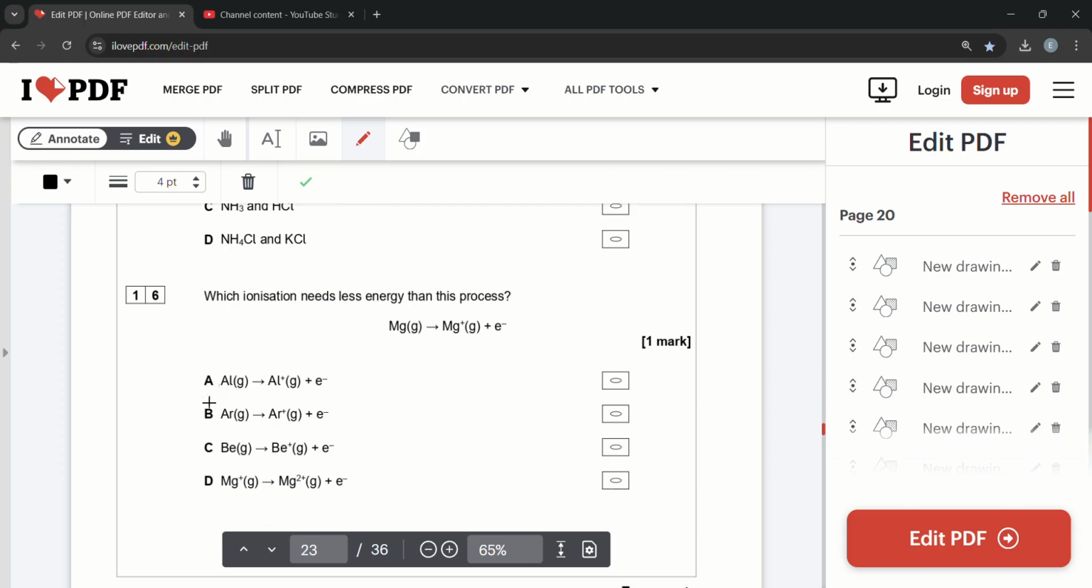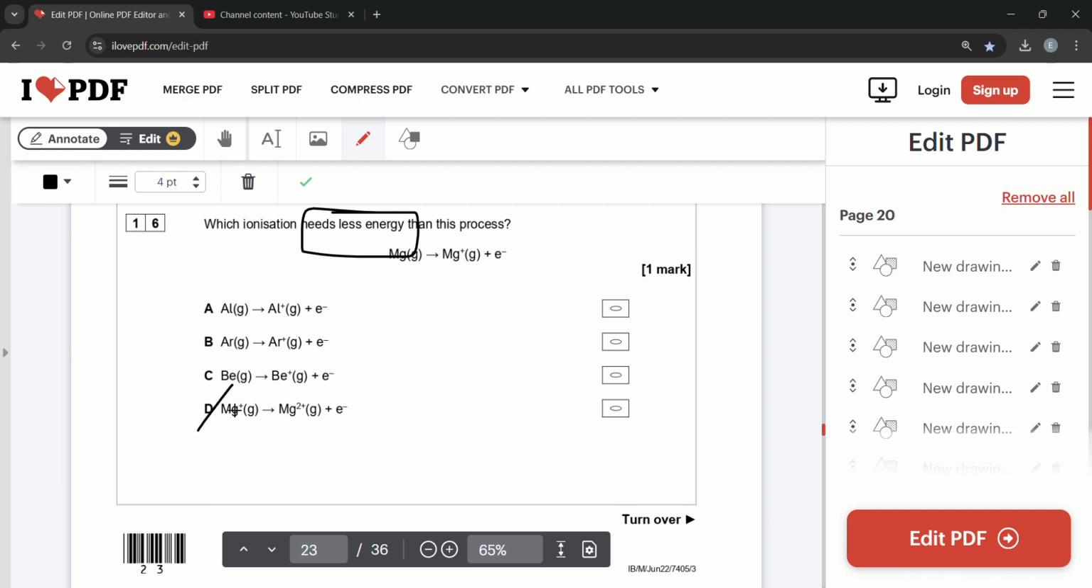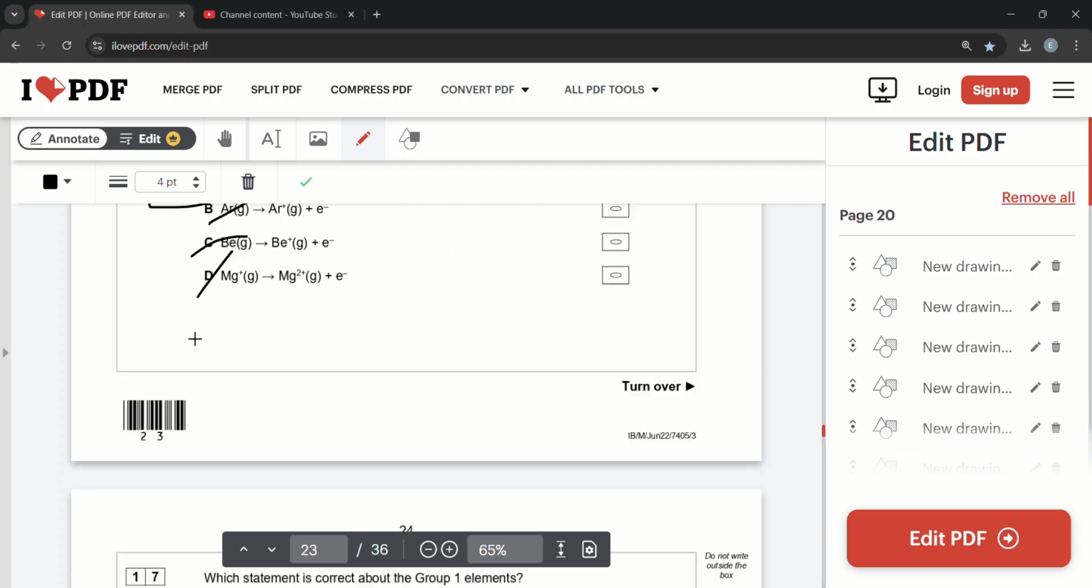Which ionization energy needs less energy than this process? Less energy, not more. Well, this is definitely going to need more, and so is this and this. Whereas with aluminium, it's definitely going to need less energy than this process.